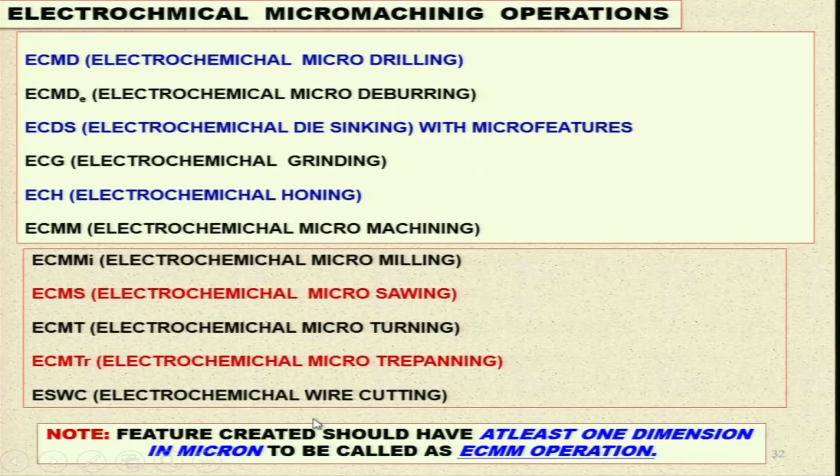Note, the feature created should have at least one dimension in micrometer, in micron, to be called an electrochemical micromachining operation. That means the one dimension should be less than 1 millimeter, so that you can write it in terms of a few hundred or a few tens of micrometer. Then only it will be called an electrochemical micromachining operation.